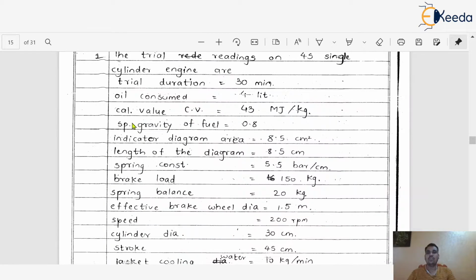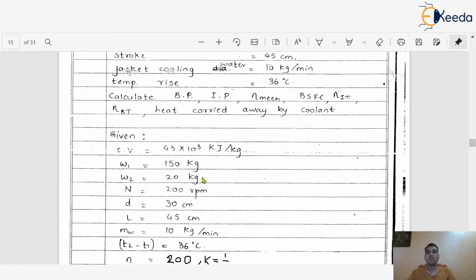So we start with this one. The calorific value is given, that is 43 megajoule per kg. We have to convert it into kilojoule by multiplying by 10 raised to 3. So calorific value is equal to 43 into 10 raised to 3 kilojoule per kg.